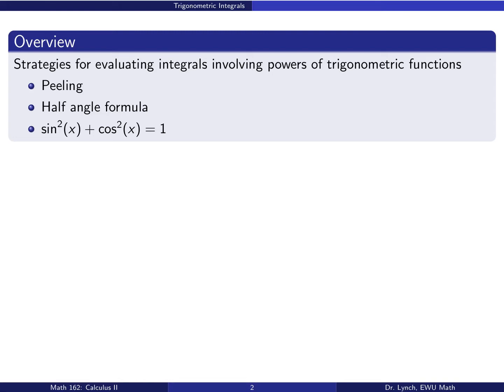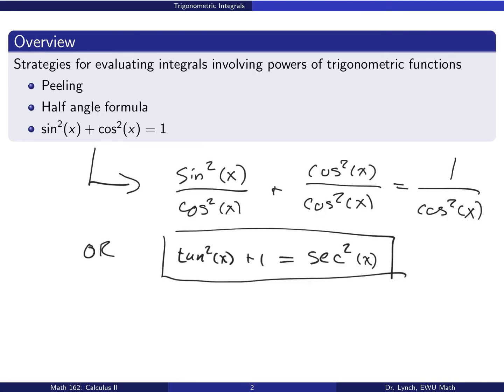Many of these strategies also involve the use of what I refer to as the mother of all trig identities, which is sine squared plus cosine squared equals 1. An equally important but slightly different version of that same identity you can obtain dividing through by cosine squared to see that tangent squared plus 1 equals secant squared. So these identities are both pretty important in evaluating these integrals involving powers of sines, cosines, secants, and tangents.